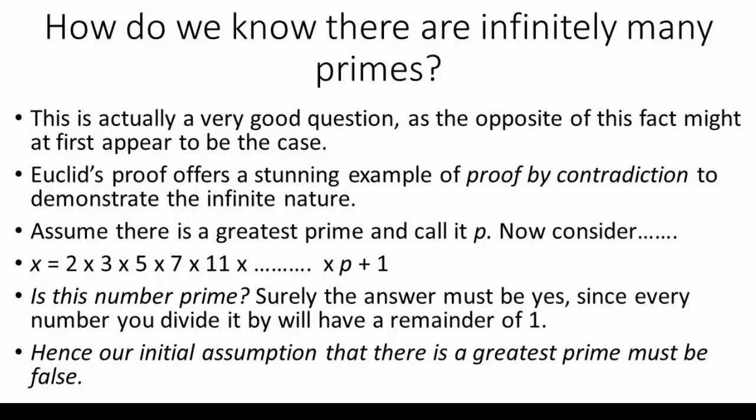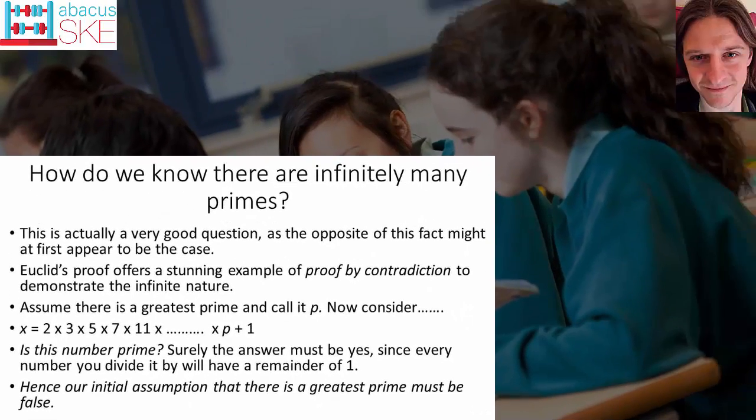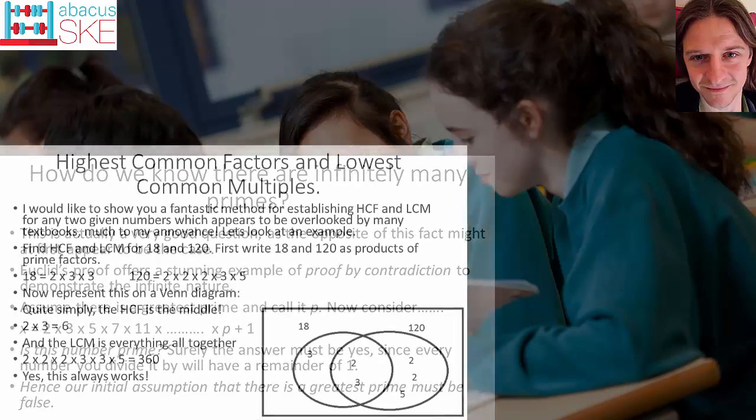Now, that's an astounding result, because if x is prime, well, hang on a second, we said p was the greatest prime number, and yet x is clearly much larger than p and prime. That completely goes against our original assumption that p was the greatest prime, and therefore the only other option is that there is no greatest prime number. Therefore, the idea that there is a greatest prime number must be false. I really like that proof, and I hope you enjoyed it.